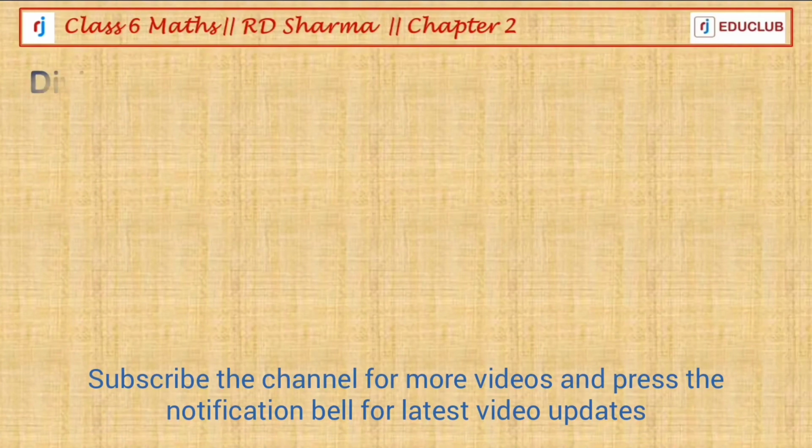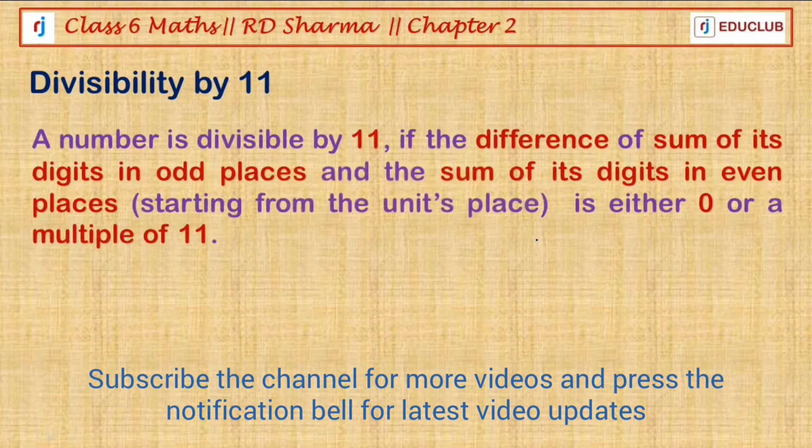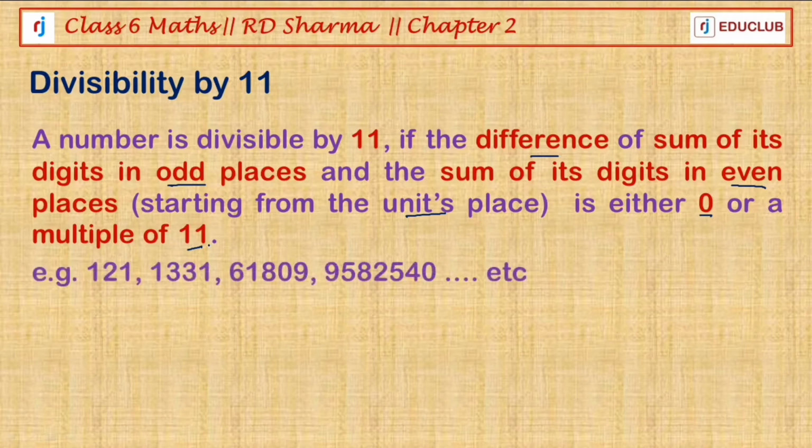Next is divisibility by 11. A number is divisible by 11 if the difference of the sum of its digits at odd places and the sum of its digits at even places, starting from the units place, counting from the right, is either 0 or 11. Then that number is divisible by 11.